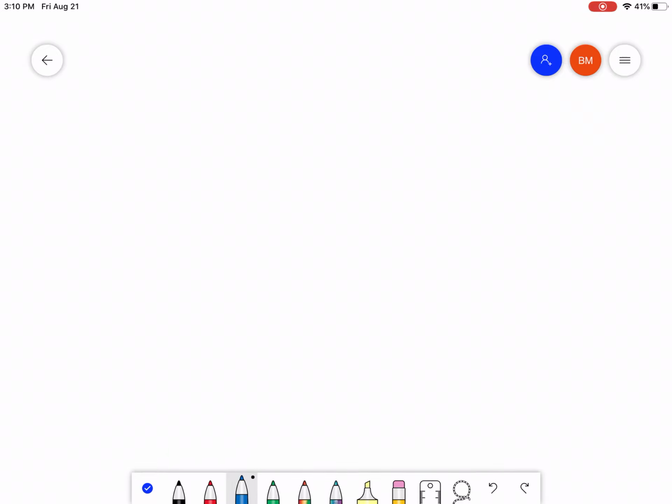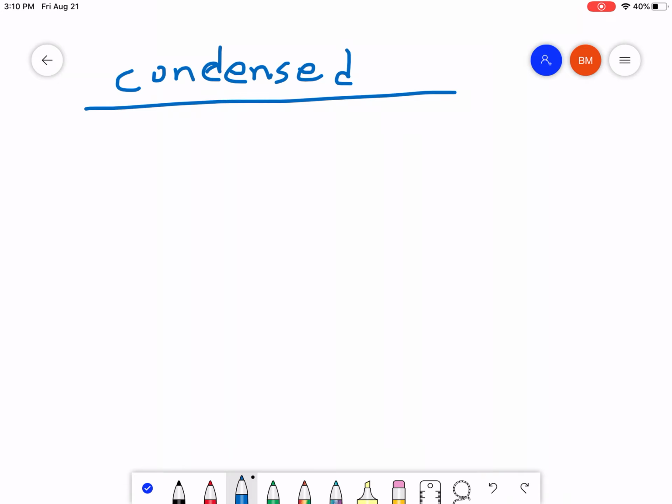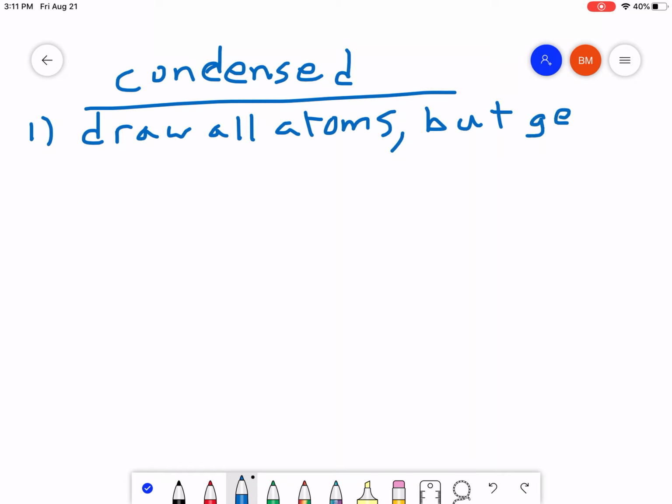All right. So the first thing to realize about these systems is that they're going to have some rules. There's going to be some guidelines to how we go about converting these expanded Lewis structures into little condensed structures. All right. So here we go. Here's condensed. Number one, you do draw all the atoms. But generally, running out of room, not the bonds.